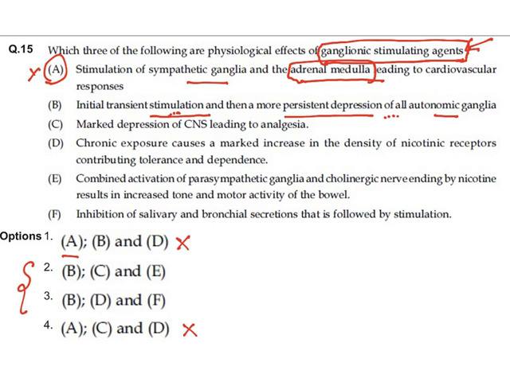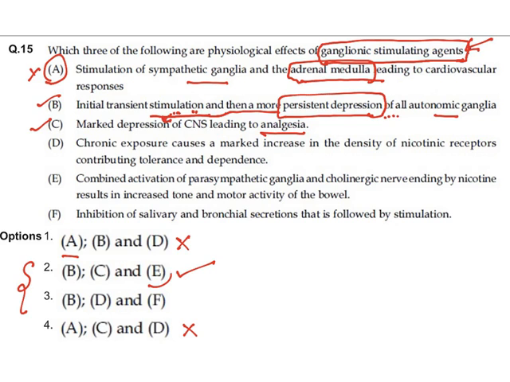Now the next one: marked depression of CNS leading to analgesia. What B says is transient stimulation but persistent depression. When there is a persistent depression, what happens? Marked CNS depression leading to analgesia. If B is true, it indicates C is also true. Where do you have B and C? So this one is correct. From the choices, you can pick the answer.